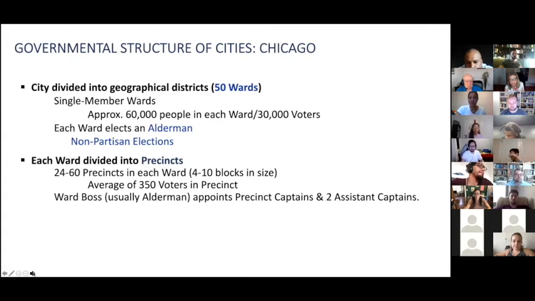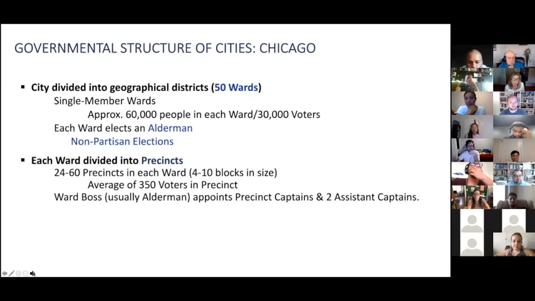Chicago is divided into 50 geographical wards. These are single member wards, meaning that just one person represents the ward. It's similar if you're thinking about a congressional district, a legislative district, we call them wards. They're legislative districts. There's 50 of them. There's approximately 60,000 people that live in each ward. Of that, about 30,000, about half, are actual voters eligible to vote.